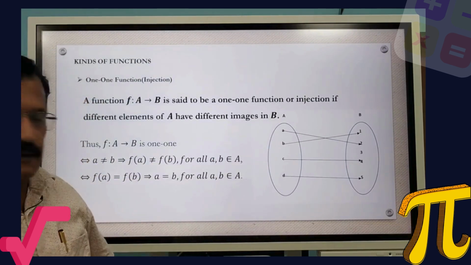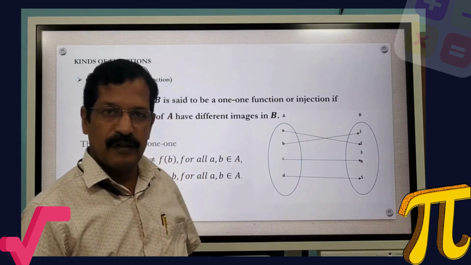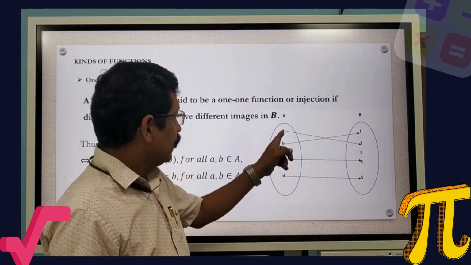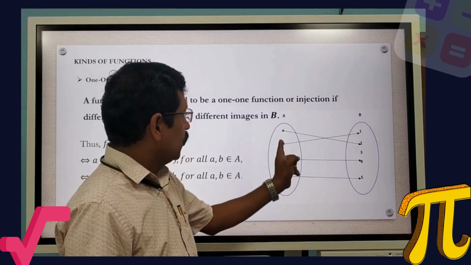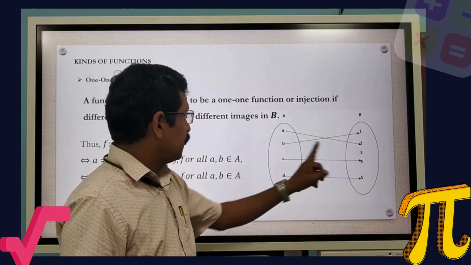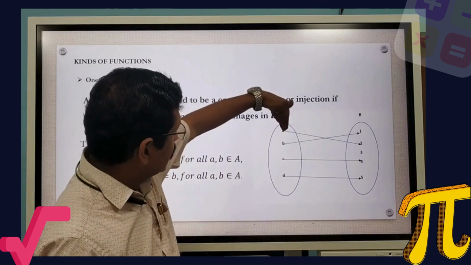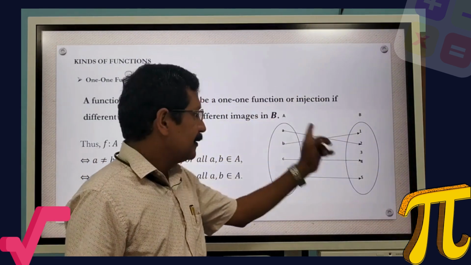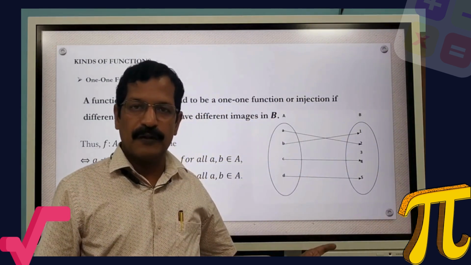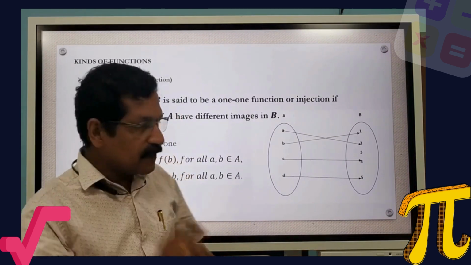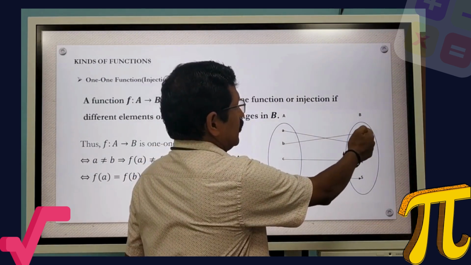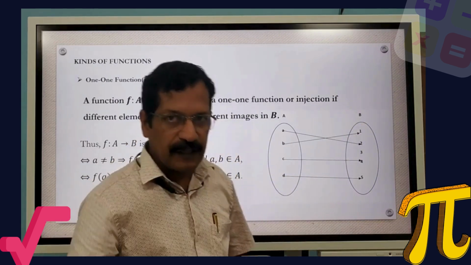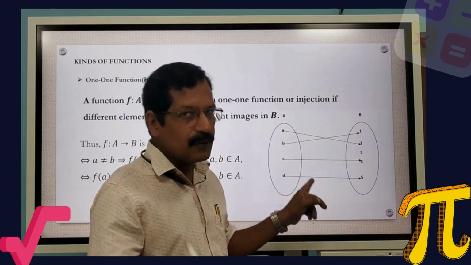See this arrow diagram. This is a function from set A to set B. You can see that a is mapped to 2, b is mapped to 1, c is mapped to 4, d is mapped to 5. So different elements of A are mapped to different elements in B, then this function is said to be one-one function. It means that suppose this is f(a) and this is f(b). If f(a) and f(b) are equal implies a should be equal to b, then only it becomes one-one function.